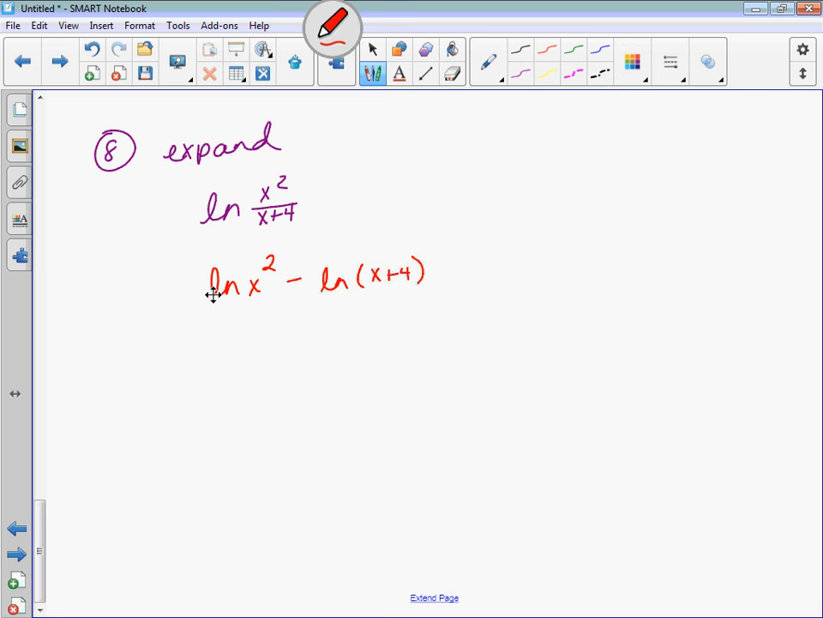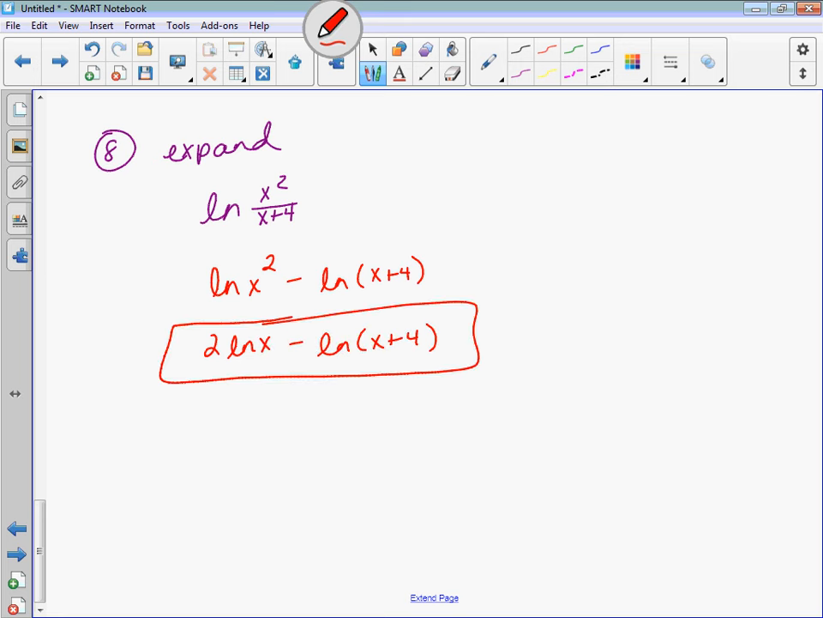Guys, can you separate that x plus 4? No. The only things you can separate are multiplication and division. You can't expand an addition, okay? So your final answer here would be to bring the 2 in front. So it would be 2 ln of x minus natural log of x plus 4.